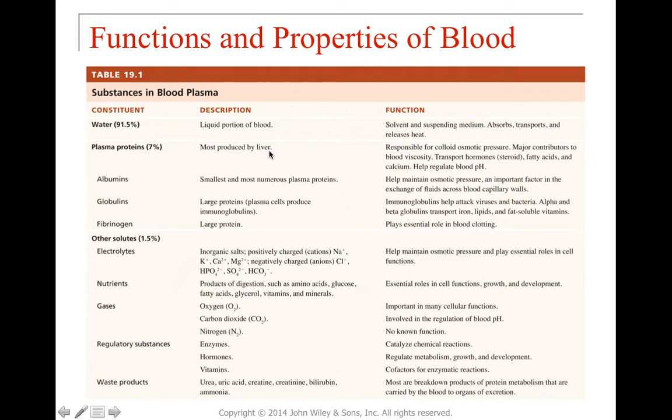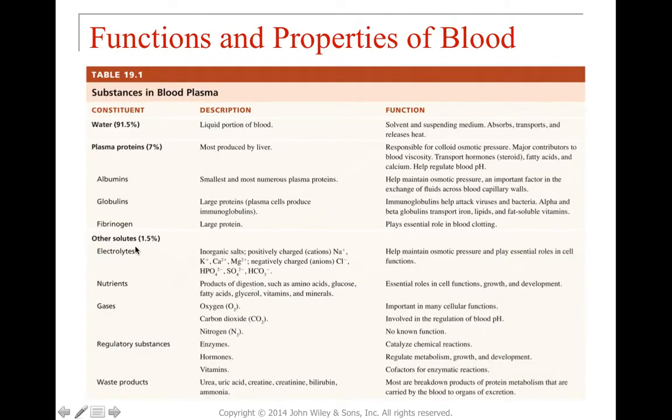Remember, proteins basically are the workers of the cell and of the body, but these are going to be responsible for things like the osmotic pressure, so the amount of water pressure inside the blood plasma. They also contribute to things like blood viscosity. There's a lot of transport hormones in there that are going to be moving around the circulation, also fatty acids and calcium. A lot of these proteins are going to be involved in maintaining homeostasis, so maintaining blood pH, for example, or osmotic pressure. So albumins, globulins, and fibrinogen are all plasma proteins that you're going to find that are going to play roles in things like blood clotting or regulating blood pH or blood pressure.